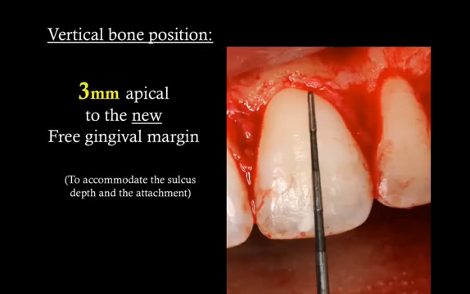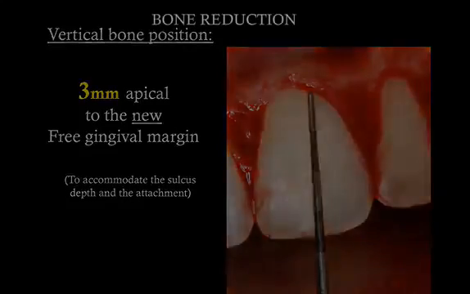So if you think about it, the vertical bone position needs to be 3 millimeters apical to the new free gingival margin. So you need to use a surgical guide or use your proportion gauge or probe to know where the new gingival margin is going to be, and then you count back 3 millimeters apical to that. That's going to be the new vertical bone position. The reason why it's 3 is we need to accommodate the sulcus, which is about 1 millimeter, and about 2 millimeters for the biologic width for the attachment. So keep in mind, this is going to be the new bone position.